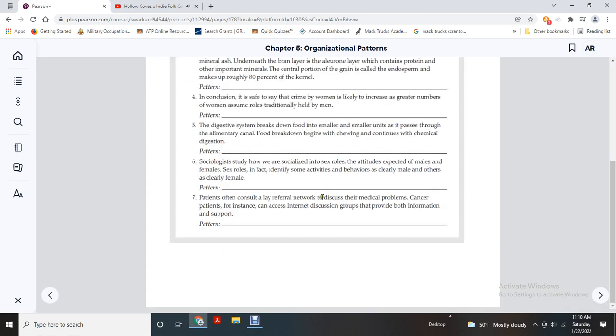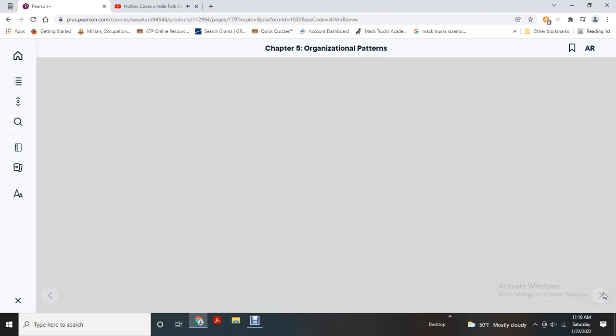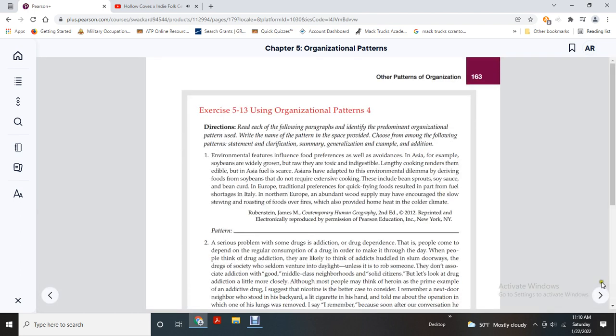Exercise 5-12, Using Organizational Patterns 1 and 2, page 13. Exercise 5-13, Organizational Patterns 4.